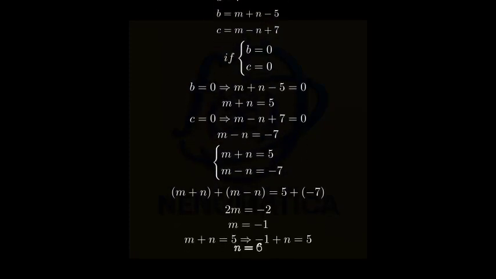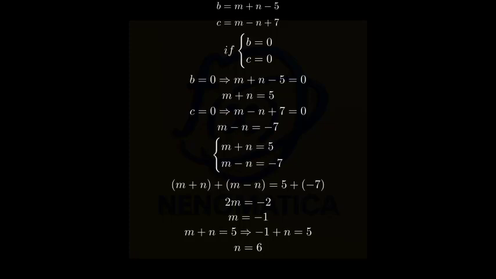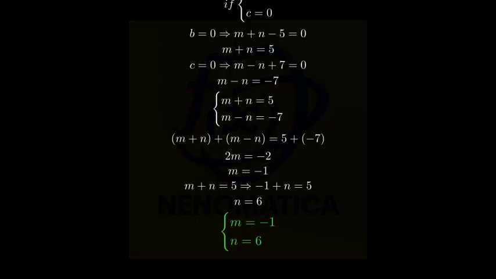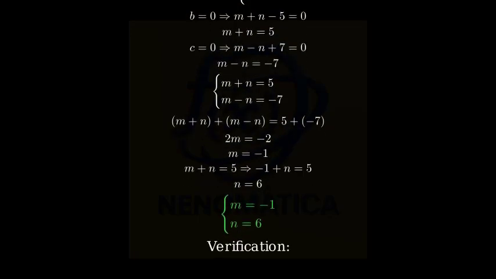Now, substituting m equals negative 1 into m plus n equals 5, we get negative 1 plus n equals 5, which gives us n equals 6. So, our solution is m equals negative 1 and n equals 6. Let's verify this by substituting these values back into our original equation.